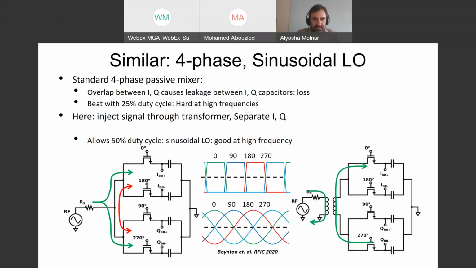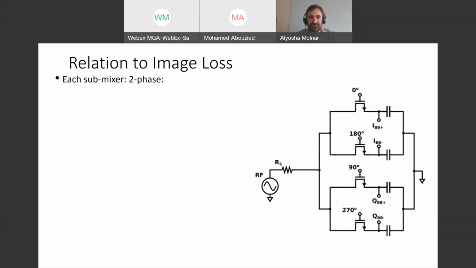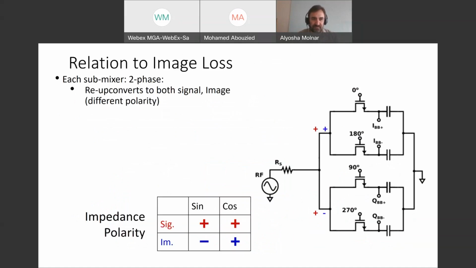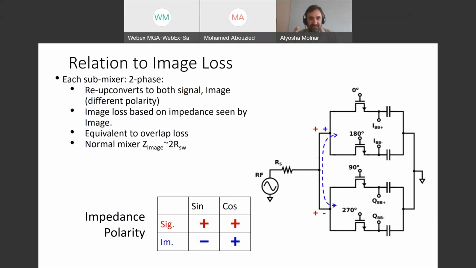And so the insight that Zach Boynton, who did this work, had was that if he inserted a transformer between the I and Q paths, he could actually suppress this effect. There's a couple of different ways of looking at why that suppression works, but it turns out the most useful way is to think about what is the sideband associated with the leakage. If you look at a 2-phase mixer, you down convert the signal. When you re-up convert, you get both the signal back and also the image of the signal. But critically, between I and Q, the relative sign of the signal is different from the relative sign of the image. And so what I get now is essentially a shunting of the image, and that overlap effect is exactly the same as the image loss. Those are essentially the same phenomenon.